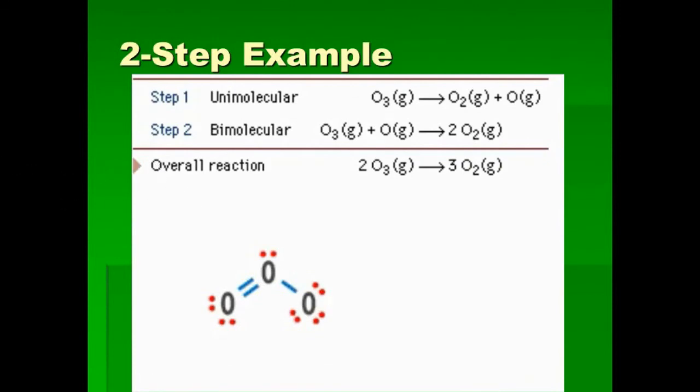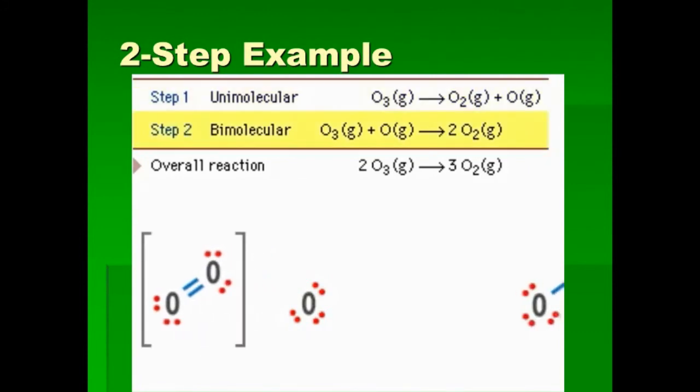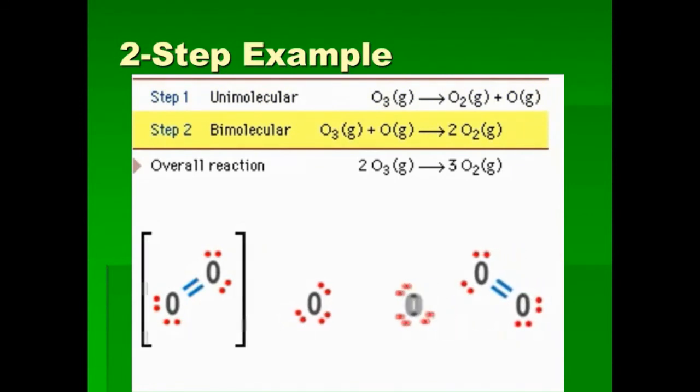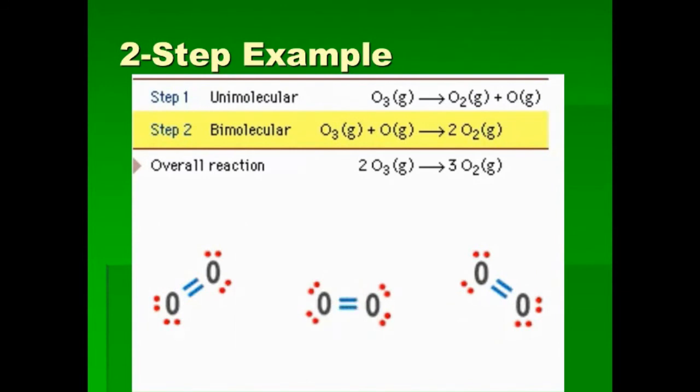Gaseous ozone decomposes in 2 steps. First, 1 oxygen atom splits off. Next, the single oxygen atom reacts with a second ozone molecule to produce 2 molecules of O2. The product of the overall reaction is 3 O2 molecules.